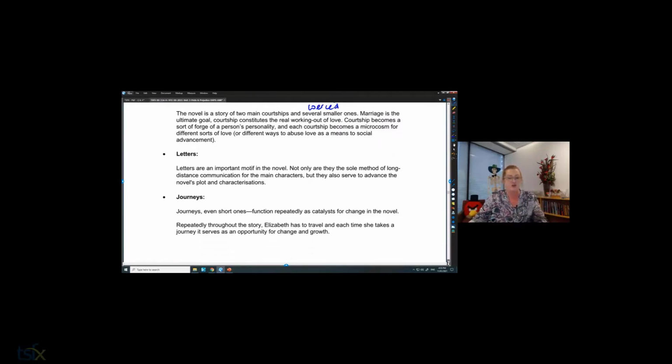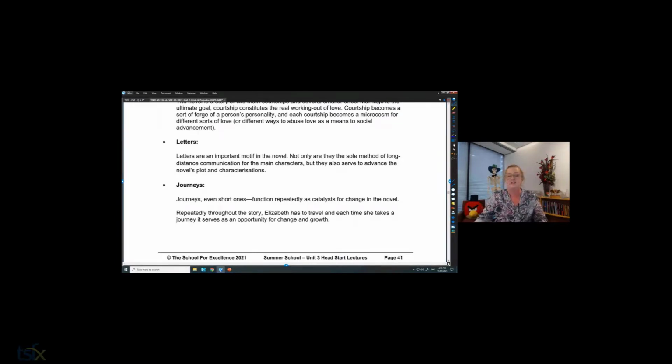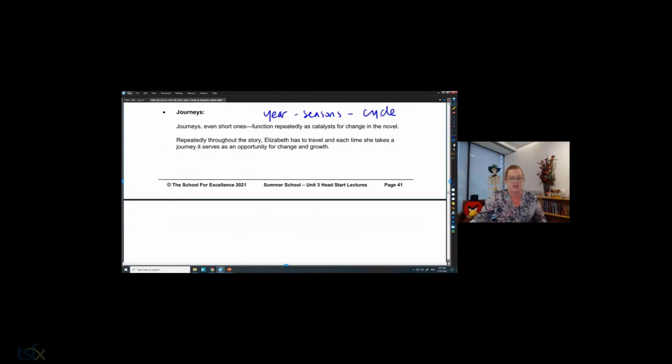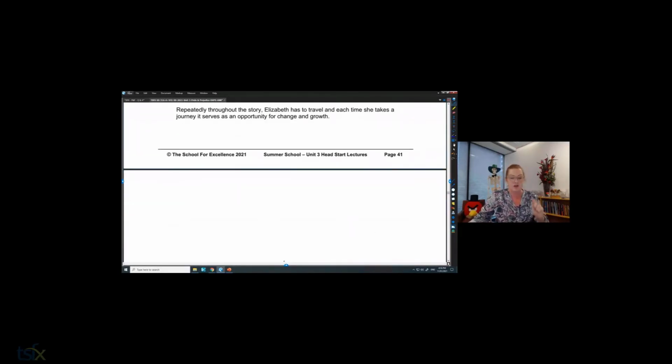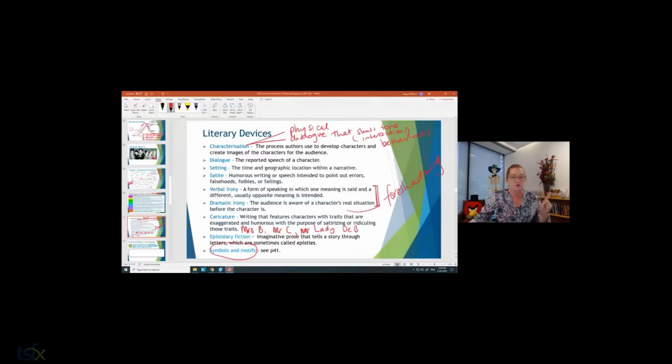Then we have notions of journeys. If you think about the entire plot of the novel, it's set over a year, so it's the seasons, and what we see is a cycle, a cycle of one courtship season to another, which is really interesting. And that suggests a period of change, but we know that not everyone changes. So please do have a look at those. Worth a look.